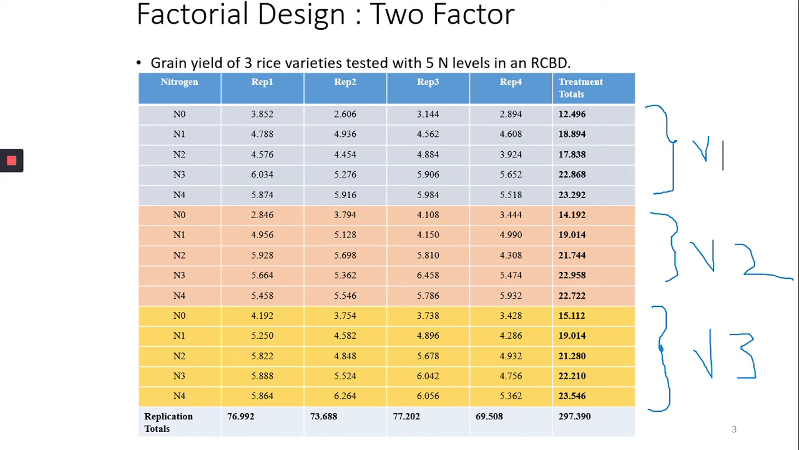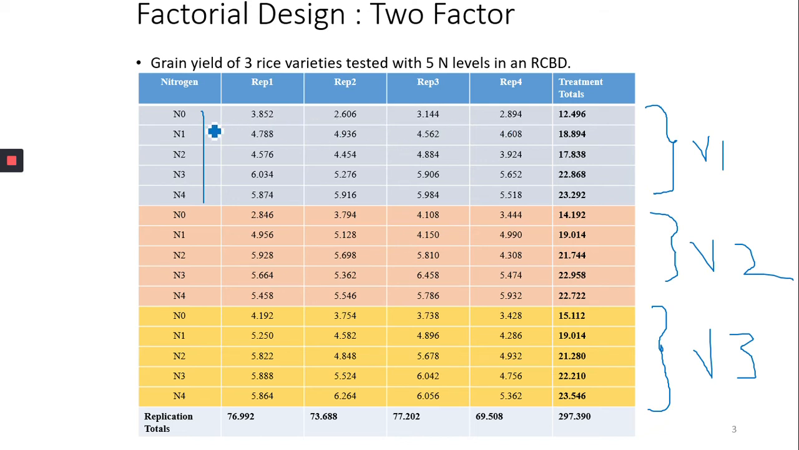Now, I want you to take note of the layout. What we have just done here is to give nitrogen levels, 5 levels of nitrogen, this one, which belongs to variety 1, and we put the values across the different replicates. They were replicated 4 times, so we expect N0 for V1. Remember the combinations: N0 V1 in replicate 1, in replicate 2, in replicate 3, in replicate 4.